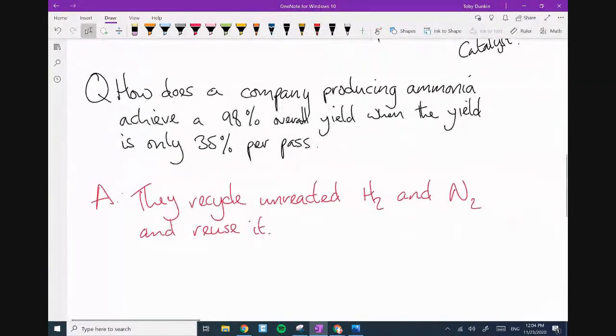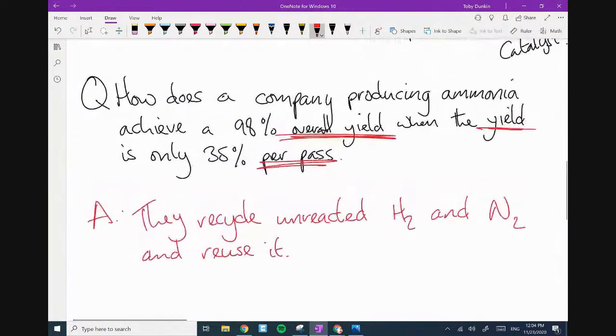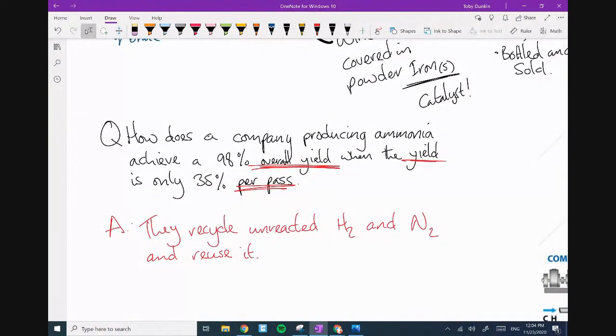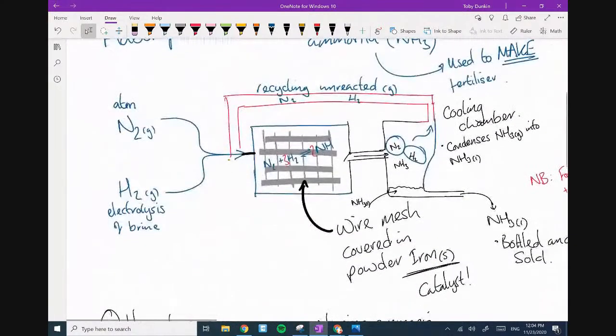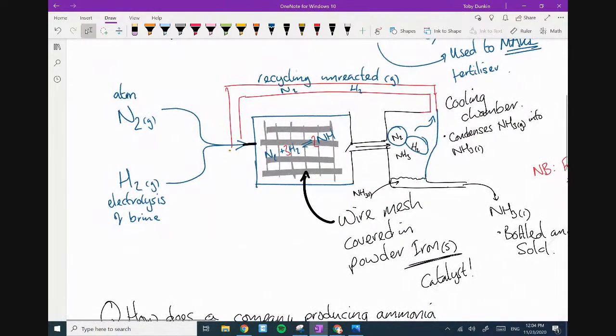Not complicated, and it's weird, isn't it? Because there's an overall yield and then a yield per pass, which is really stupid. But that question does come up and often throws students off. Okay. Next thing. So we get this basic concept of what the Haber process is doing, and it kind of makes sense.